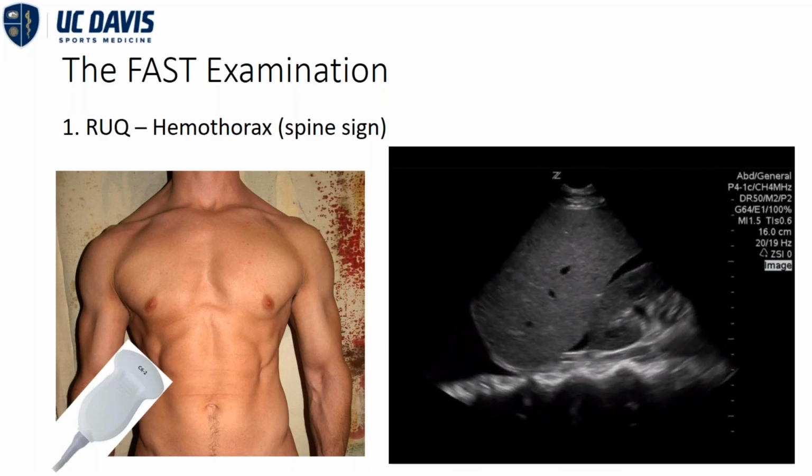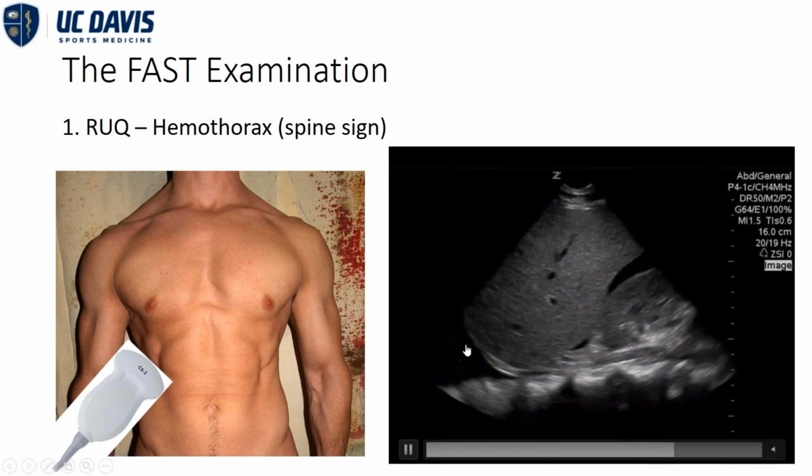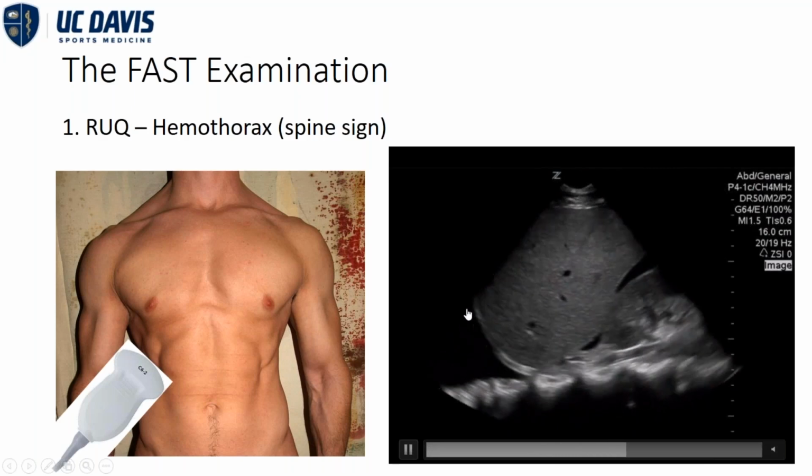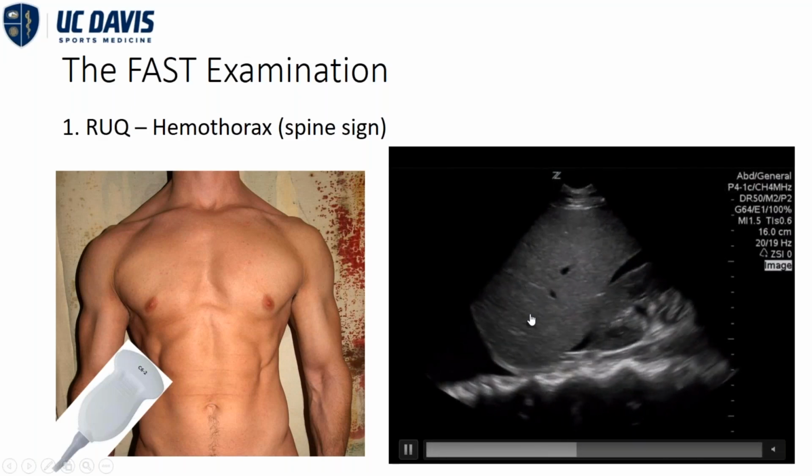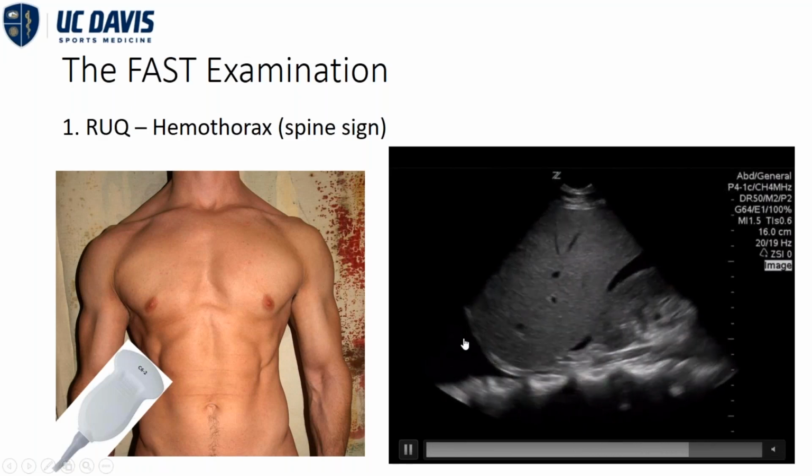There's some other finding here that I want to point out. We also have a lot of black over here, black being anechoic, which is fluid. So you have fluid above the kidney, above the liver, above the diaphragm. That means that you are in the thoracic space. This is a hemothorax as well.